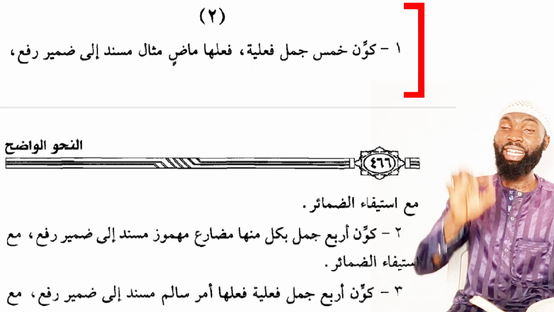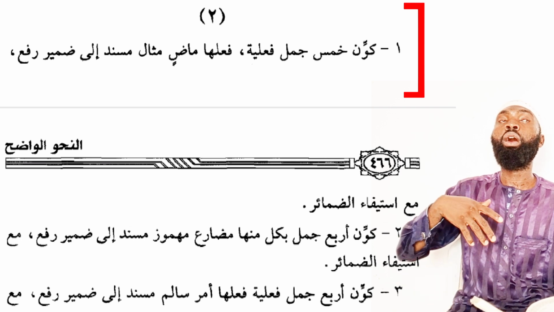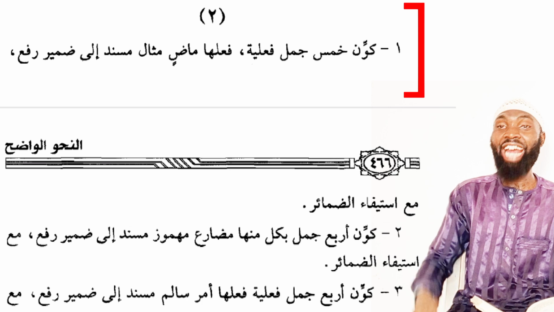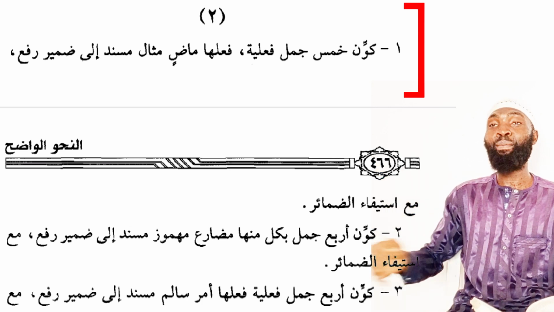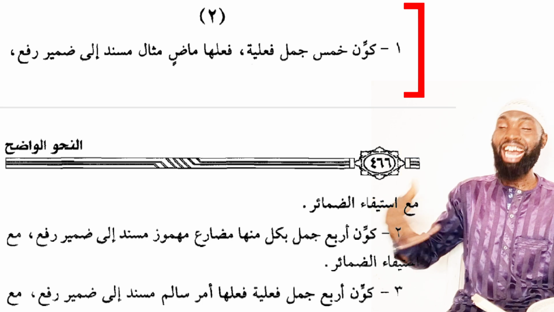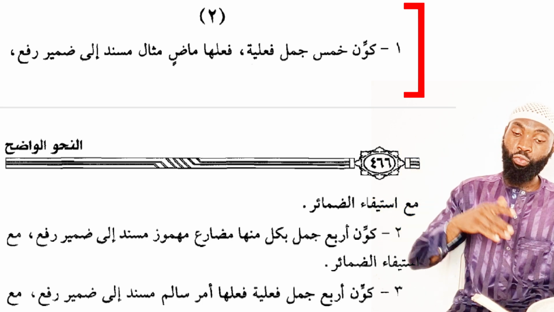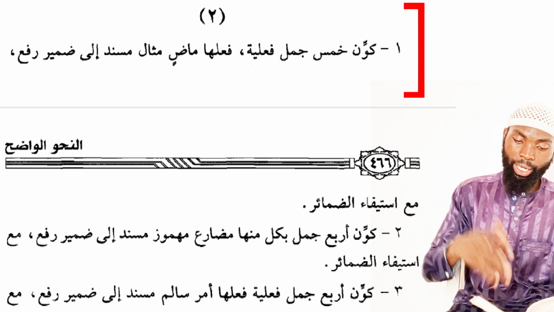Okay, the verb should be a verb that begins with a weak letter. I can say wa'adtu abi, wa'adna abana. I can say wa'adu abahum, wa'ada abahuma, wa'adna abahunna, and the rest. MashaAllah. Now you have to form five sentences this way. Now, okay, we have formed it.